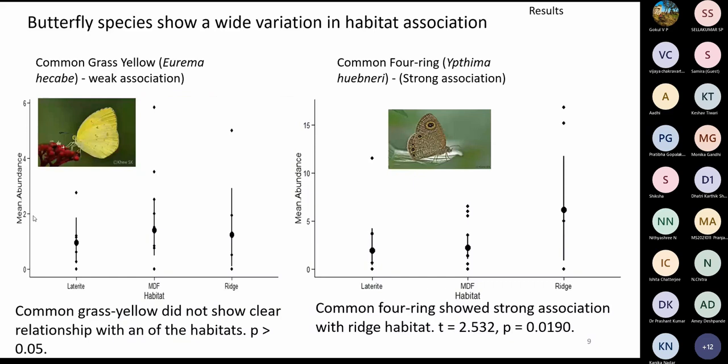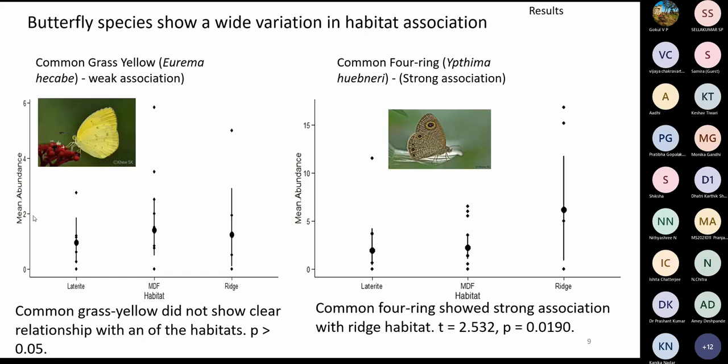So I will take you through these graphs. As I said, some butterfly species were very common in certain habitats, and some species were common only in few habitats.